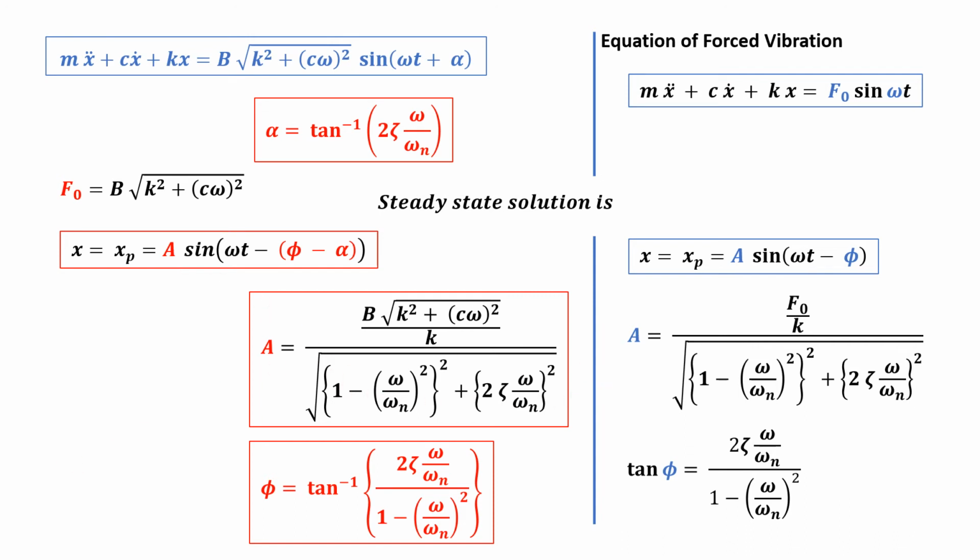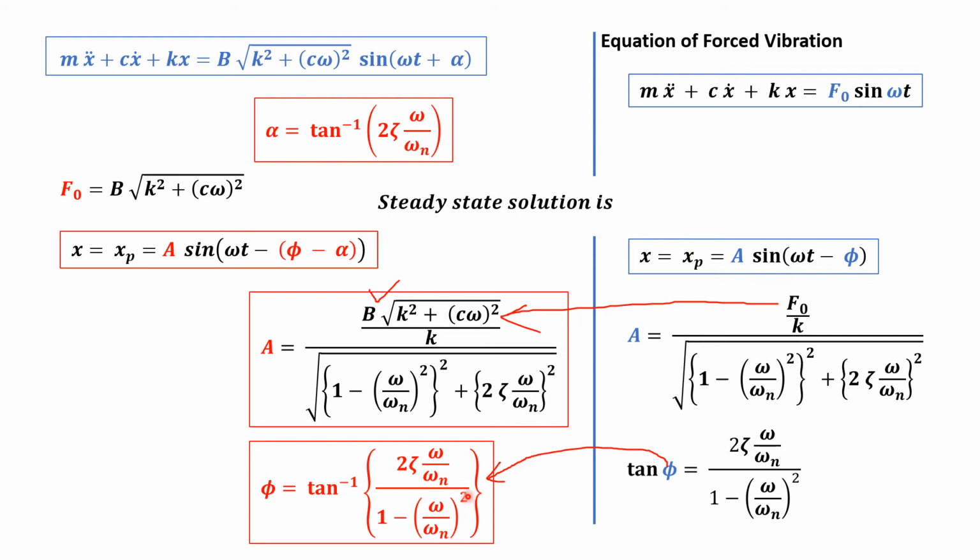So from again the same relation for the forced vibration, by similarity, we substitute the value of f naught, which is b times square root of k square plus c omega whole square. When we take k inside, we will be modifying it, and from this relation similarly we get the relation for phi, which is tan inverse of 2 zeta omega by omega n to 1 minus omega by omega n whole square.